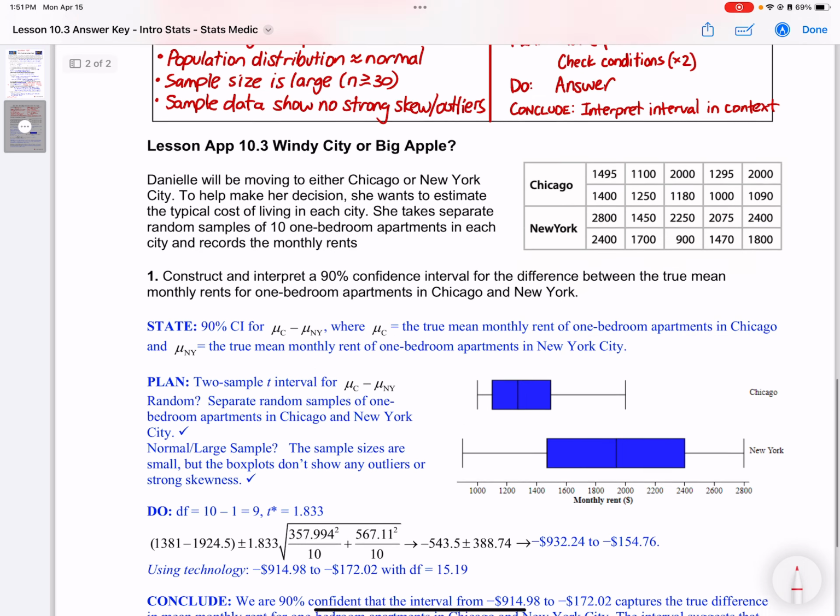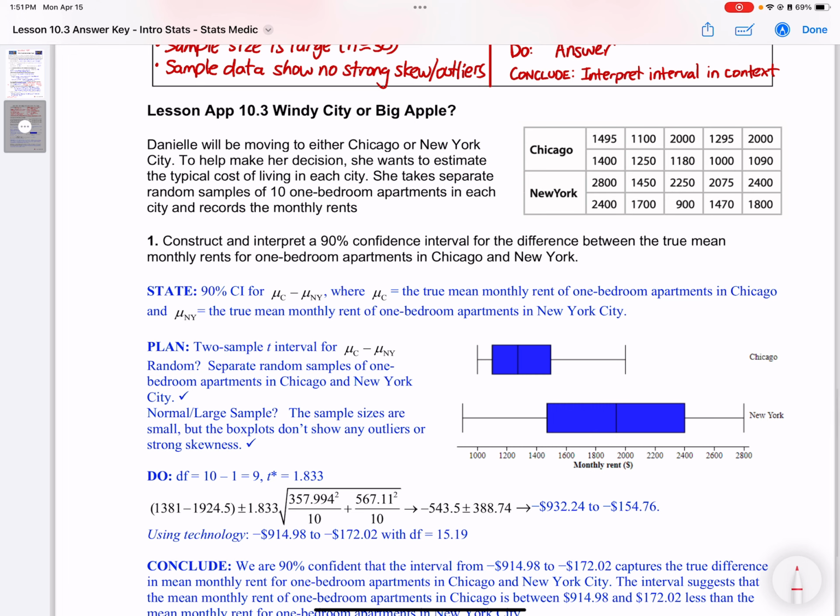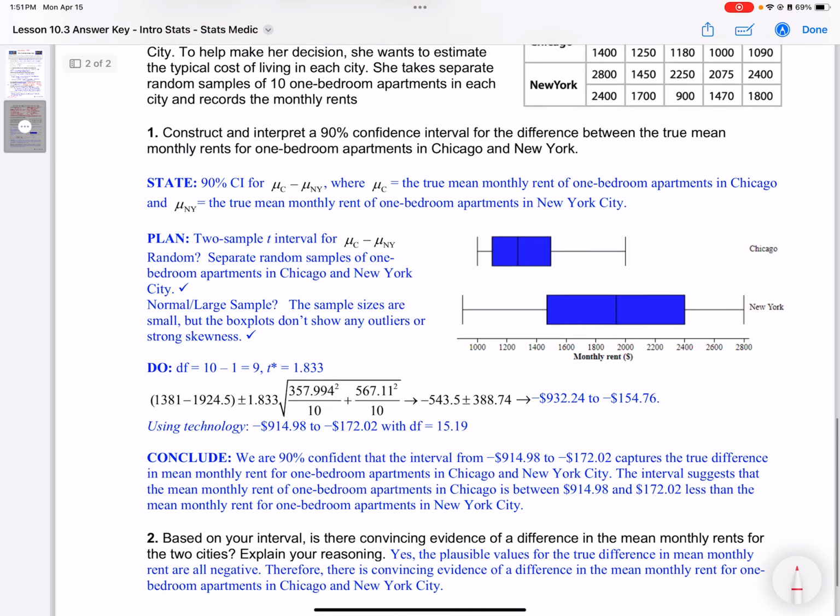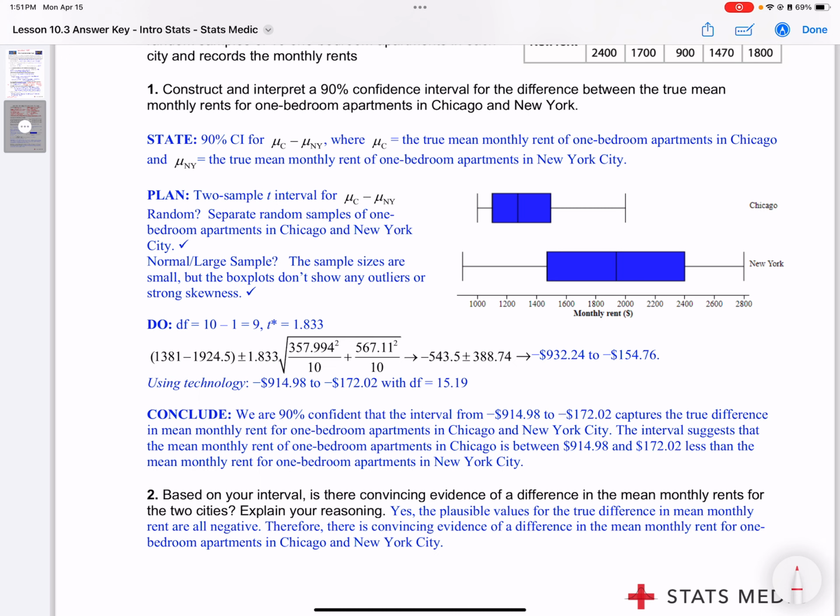All right, and then here, the same idea. You're going to do the same thing here with this. You'll put the data in, and you'll come up with the same state plan do. And here you can see the answers that are given. This one I know is not right. This is the actual interval. For some reason, it's the wrong numbers. But it's, again, the same idea. You're going to do the exact same thing.